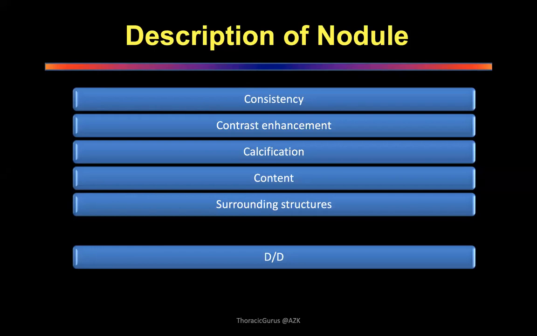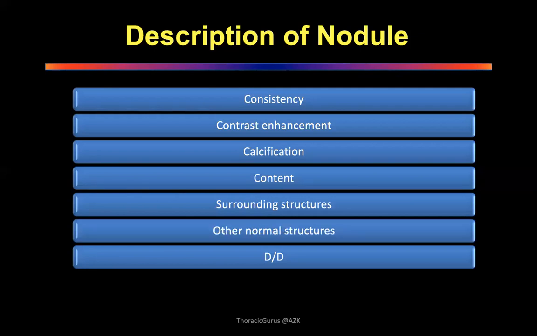Okay, simple things like there is compression of the lung parenchyma, or there is erosion of the bone, or the trachea is obstructed, or the esophagus is getting compressed. Simple things, nothing complicated, just simple things. Talk about the effect the structure is having on the surrounding structures.